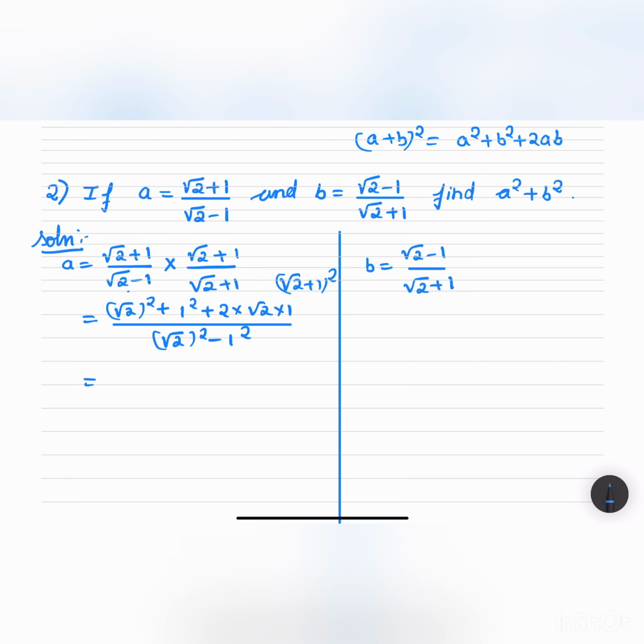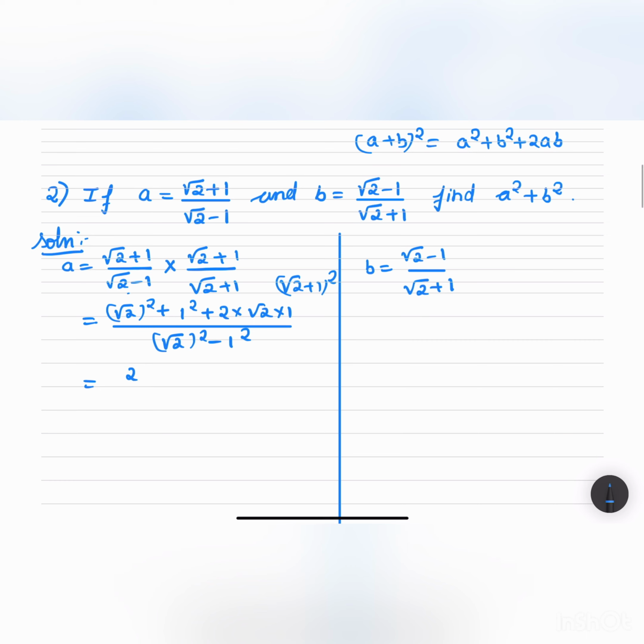And let us simplify that. We will get 2 here, root 2 and square will be cancelled, 2 plus 1 plus 2 root 2 divided by, this square and root 2 will be cancelled, 2 minus 1. That is equal to 2 plus 1 is 3 plus 2 root 2 divided by 1. So this is the answer. A is this much. And we have to find out A square because the question demands to find A square plus B square. Let us find out A square.